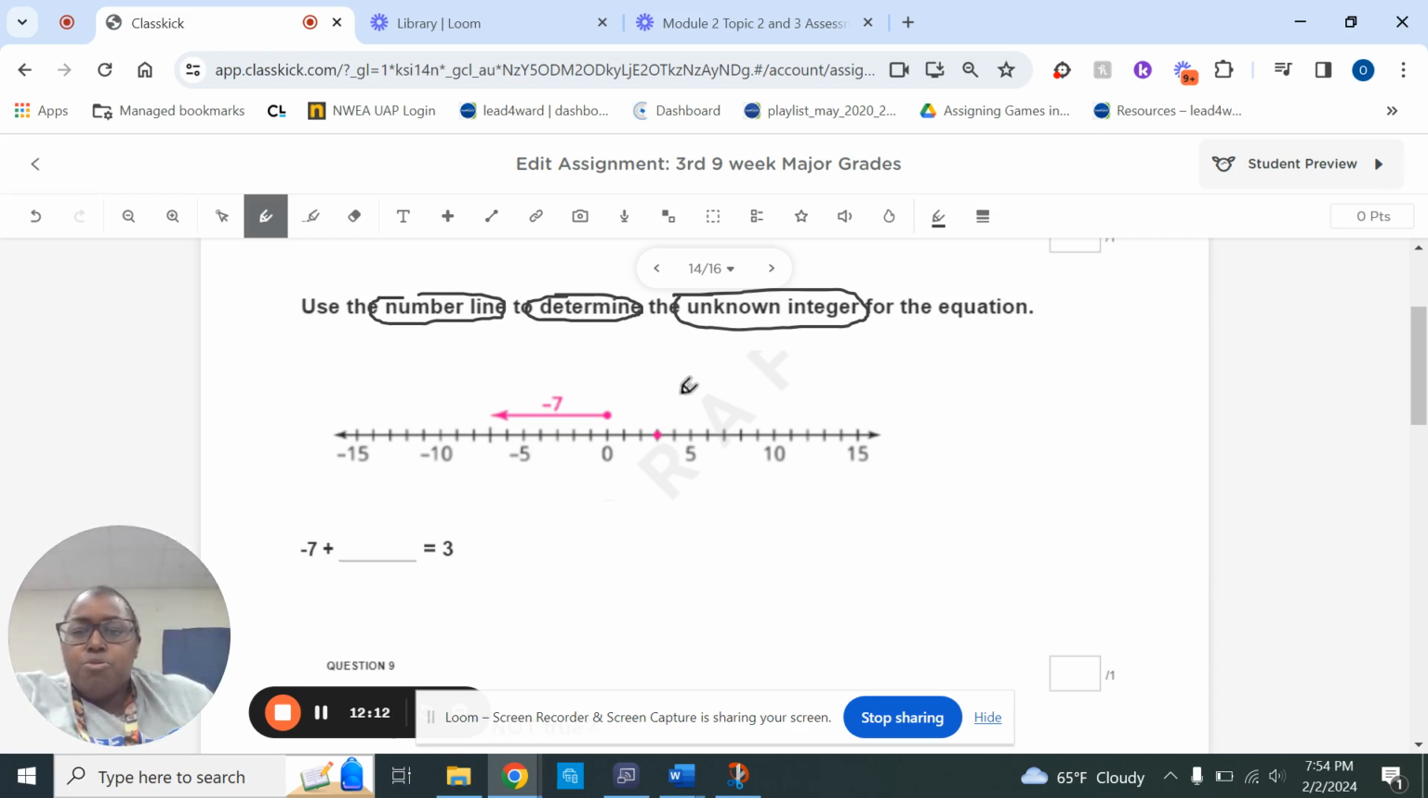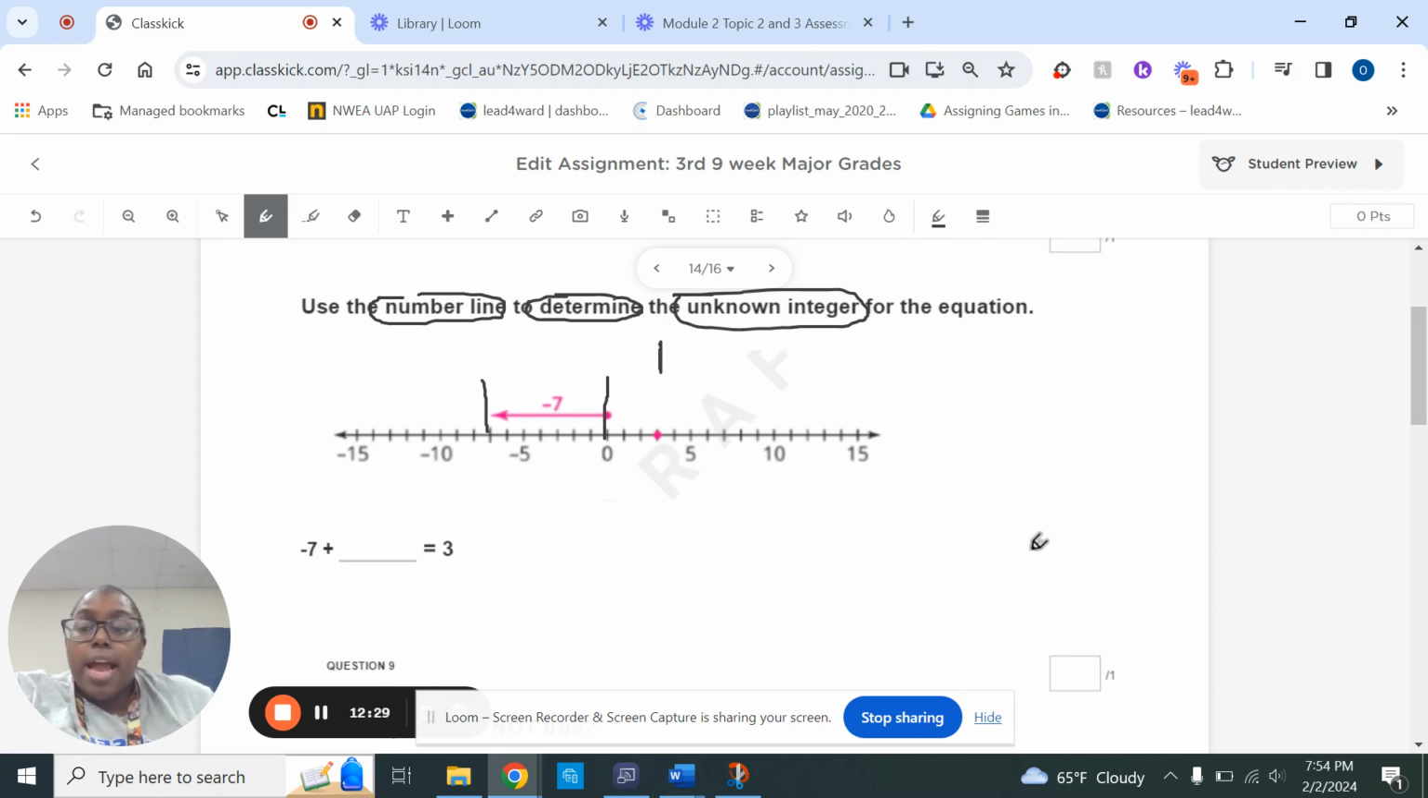To determine means to find. So let's look at this number line. We started here, we went to here, and then somehow we got over here. So you've got to figure out how we got over there. And that's about all the help I can give you.